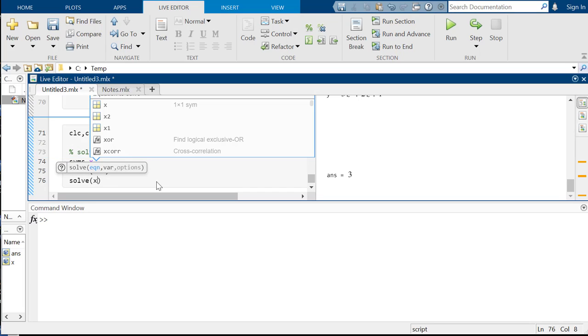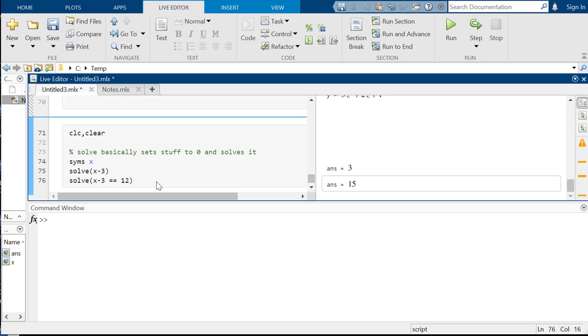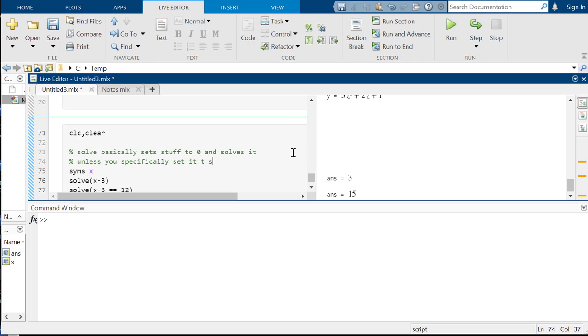If you want to be more specific, you could say x minus 3 is equal to 12. Then it's going to solve that and get 15. I was freaking out for a minute because I was like, wait, it's supposed to be 9. But no, it's supposed to be 12. I mean, 15. So solve just sets it to 0 and solves it, unless you specifically set it to something else.